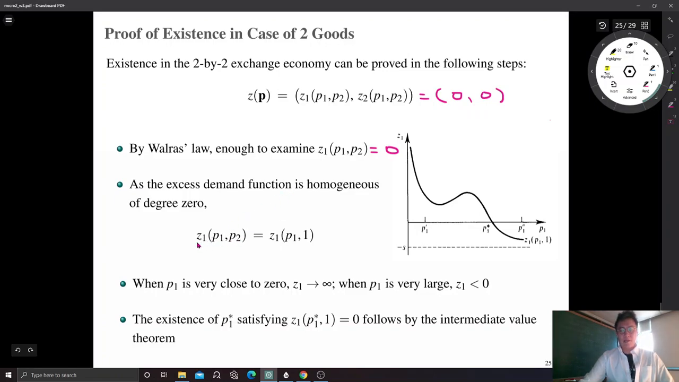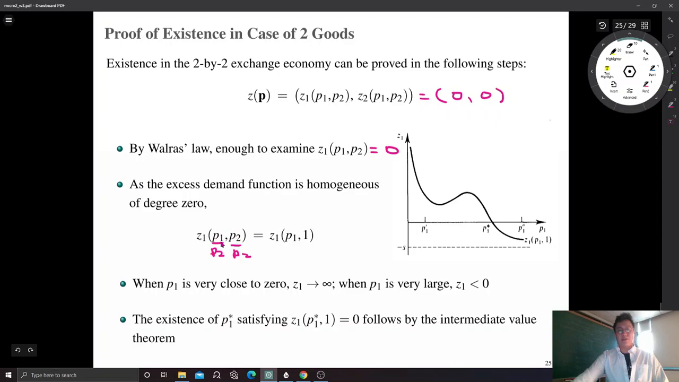But because z1 is homogeneous of degree 0, we can divide this price vector by p2 and p2. So we can normalize the price of good 2 to 1. So p1 over p2, the price of good 1 after normalization, becomes p1 prime, say, but with a slight abuse of notation, let me call this just p1. So using the fact that the function is homogeneous of degree 0, we can simplify this function further.